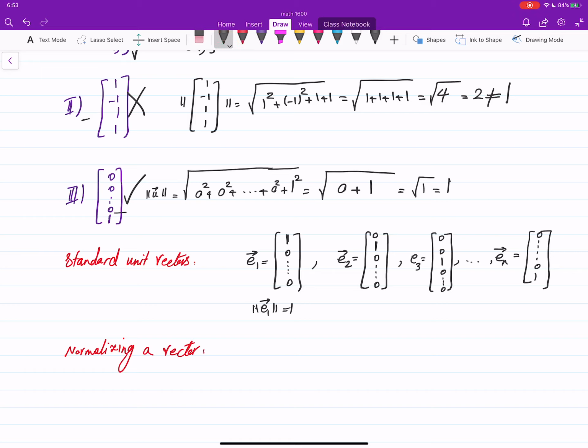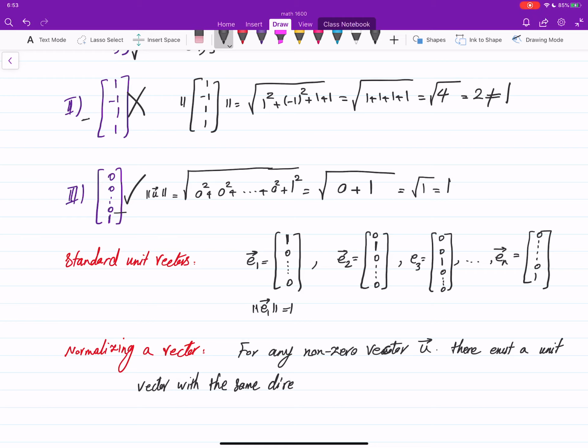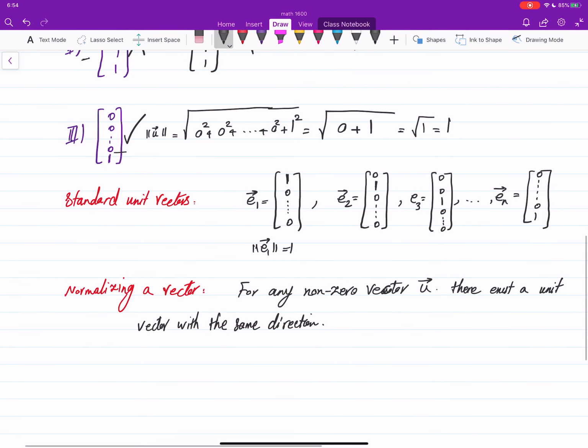So if you have a vector, for any non-zero, you'll see why we say non-zero vector in a second, vector u, we can always make a unit vector. So there exists a unit vector with the same direction. Unit vector with the same direction means what? It is a vector which is a scalar multiple of u. But to have a unit direction, we take the length of u and multiply 1 over u to u.